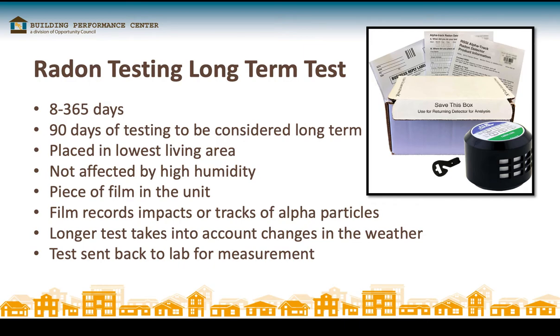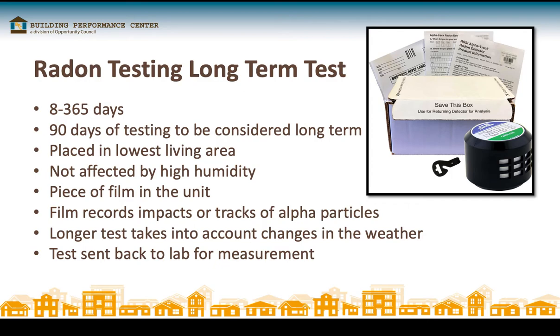These type of tests are not affected by high humidity because they don't have any charcoal on them. They just have a piece of film, and when the radon hits the film, it actually etches into the film. And so when you send it back to the lab, they're going to look at those impacts or tracks of alpha particles, and from that they can tell you what your average level was for the time that you did the test. The longer test takes, you know, is better in taking into account changes in the weather, and of course you're going to have to send this back to the lab for a measurement.